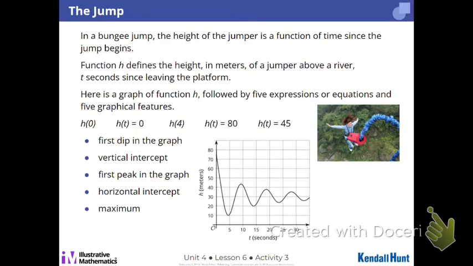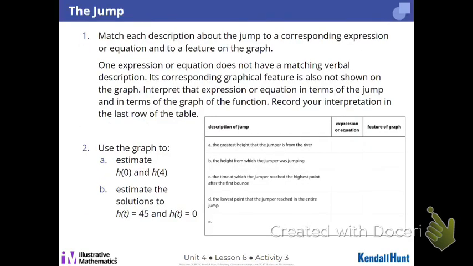It's h of 4. The lowest point is at 4 seconds, is what you're saying? Yes. Okay, what's the feature of the graph that you would call that? The first dip. Yeah, first dip. Let's go look at that. The first dip.